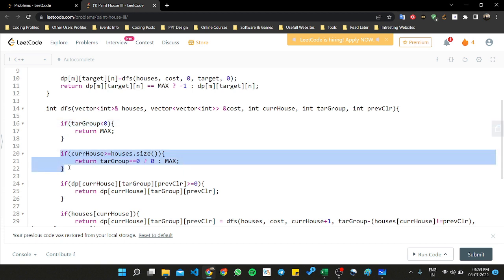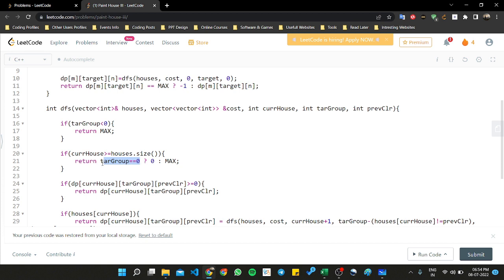If our current house is greater than the houses size, we painted all houses and try to paint another house which is not there. For example, there are only 5 houses, but we try to paint the 6th house, means we painted all the houses. In that condition, we check whether our target groups are achieved or not. If our target reaches 0, which means our target is achieved, we return 0. Otherwise, we return the max value, because our target is not achieved.